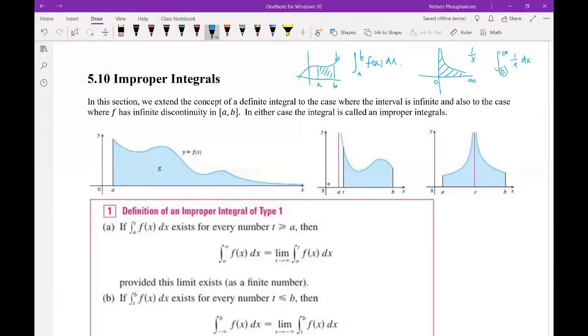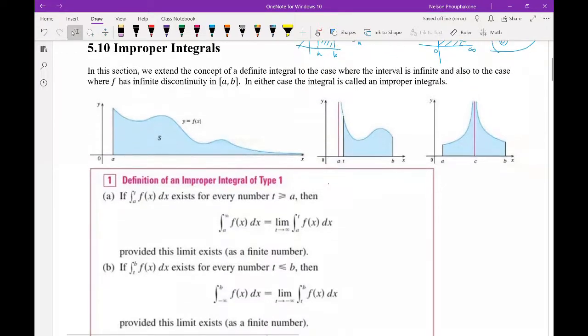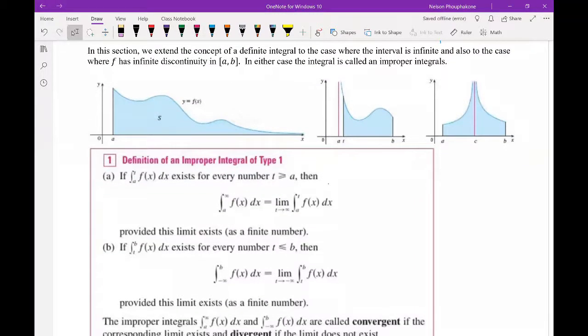Or when x approaches infinity, I know that the output is getting closer and closer to 0, but in some sense it never touches the line y equals 0. So this is the idea of the improper integral. How do we actually take care of this type of integral? Here is the idea about improper integrals.